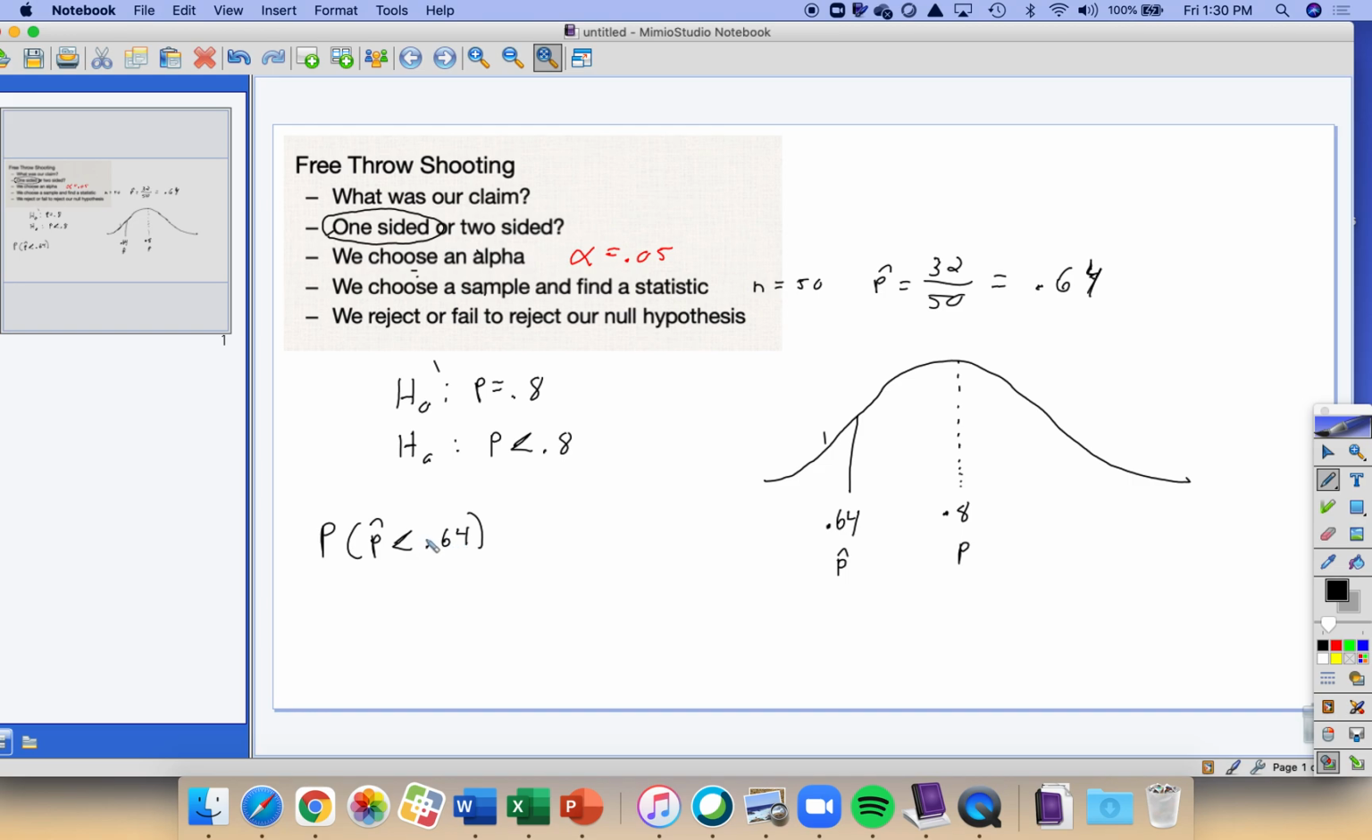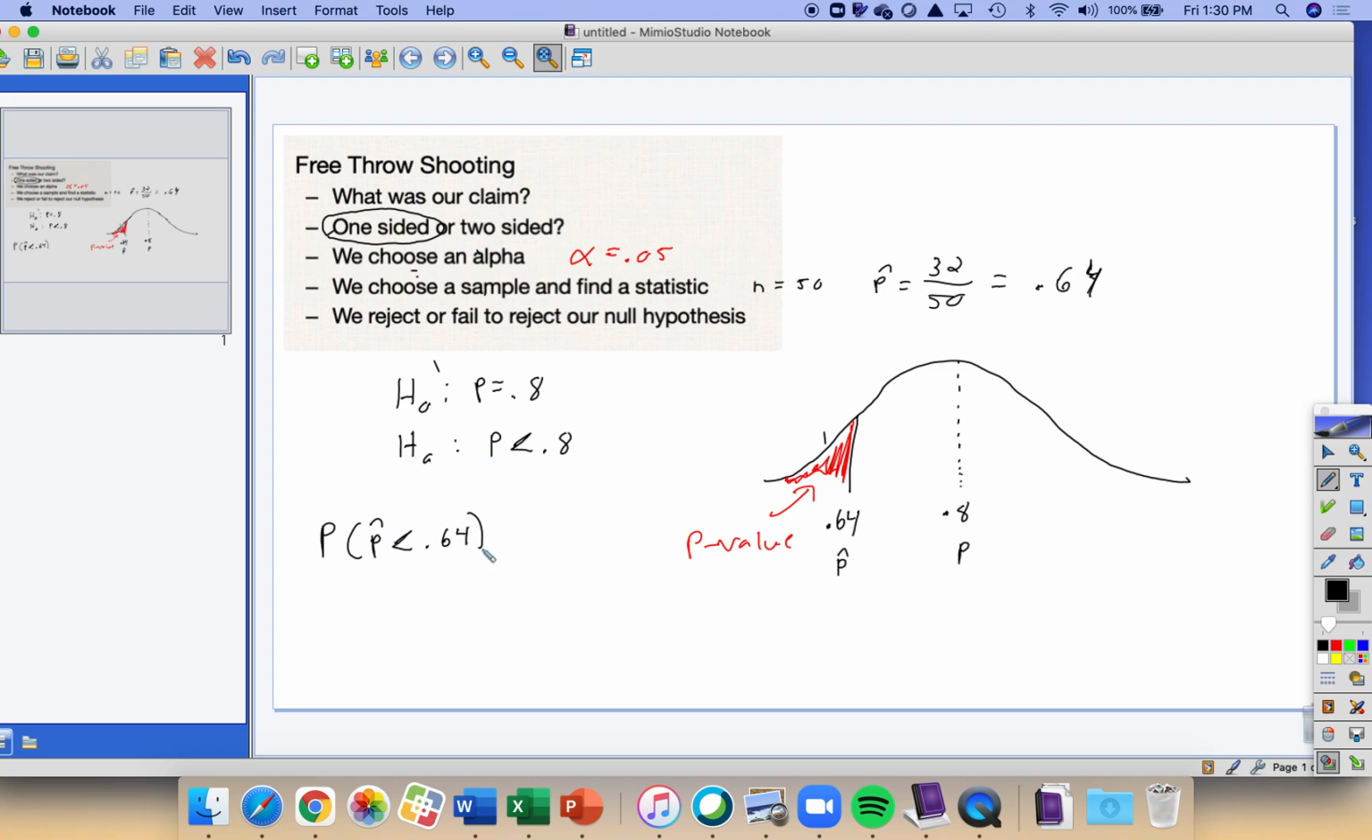Now, in our simulation, we got 3 out of 400 because we took 400 samples of size 50. But now we're doing a real sampling distribution, so we're taking an infinite amount of samples of size 50. Our task is to find this area here. That area right there is our p-value. That's the probability of getting a p-hat of 0.64 or less, given that 0.8 is true. How do we find that?